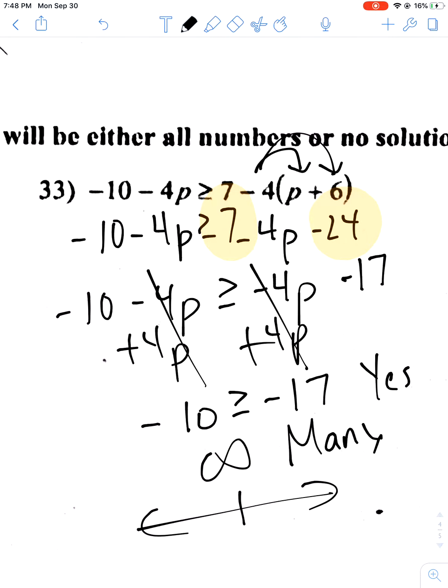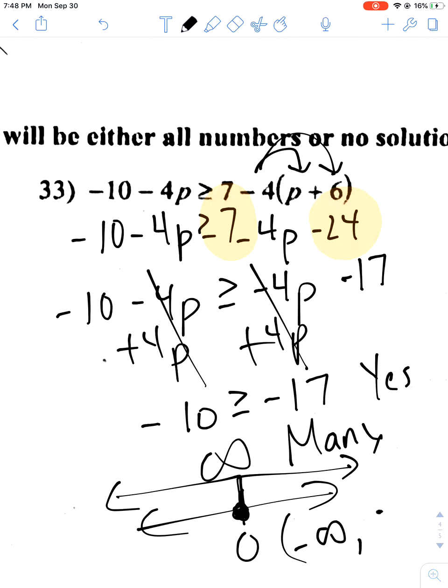Where does it start working? Negative infinity. Parenthesis, always. Where does it stop working? Positive infinity, parenthesis, always.